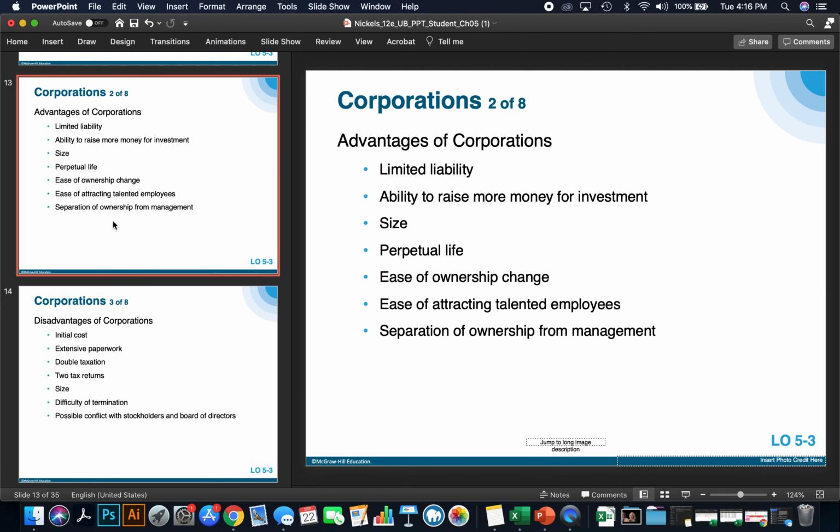Some advantages of corporations: limited liability. The owners, including stockholders, have limited liability to what they invest. There's the ability to raise more money for investment with public share offerings. The size: corporations tend to last long, and it's very easy to change ownership. They are also bigger, so they attract more talented employees. And there's a clear separation of ownership and management.